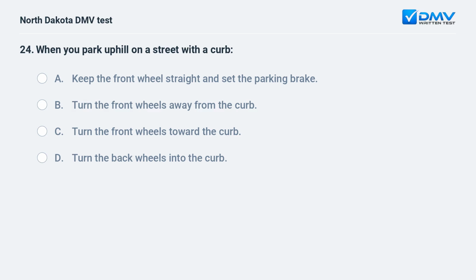When you park uphill on a street with a curb: A. Keep the front wheel straight and set the parking brake. B. Turn the front wheels away from the curb. C. Turn the front wheels toward the curb. D. Turn the back wheels into the curb.